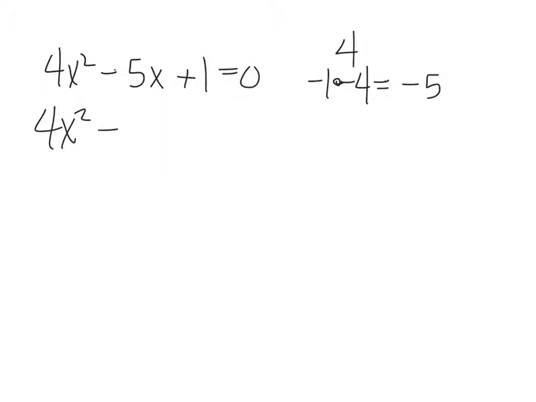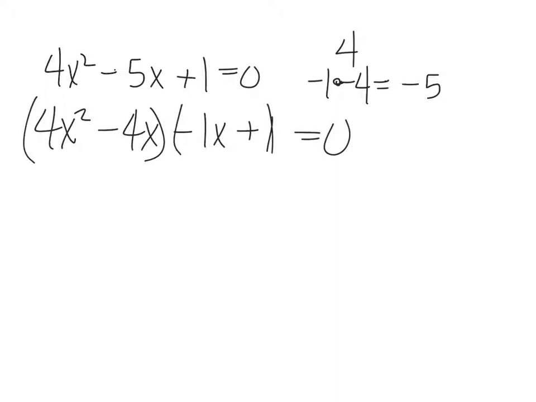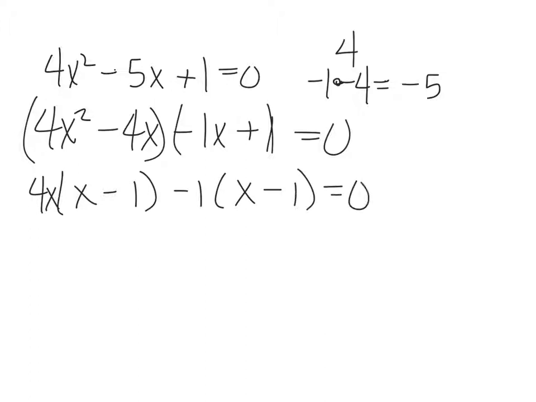4x squared minus 4x minus 1x plus 1 equals 0. So group. We've done this before. Take out a 4x. I'm left with just an x minus 1. Take out a negative 1. I'm left with x minus 1. So I have x minus 1 factored out and a 4x minus 1 left.